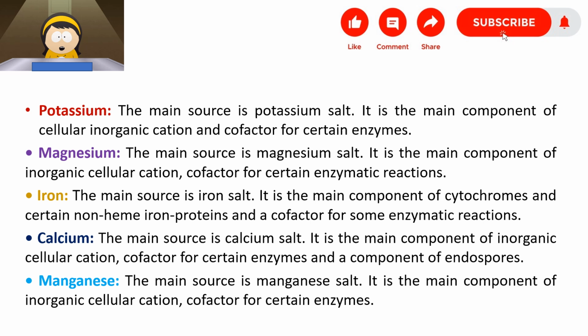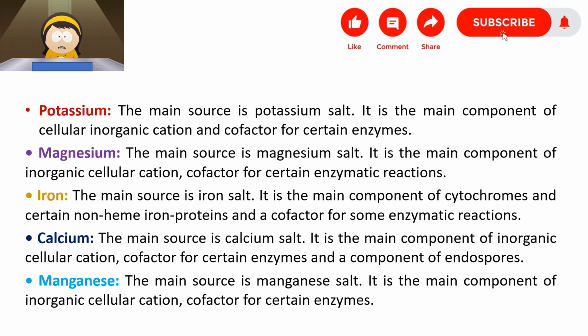Potassium, the main source is potassium salt. It is the main component of cellular inorganic cation and cofactor for certain enzymes. Magnesium, the main source is magnesium salt. It is the main component of inorganic cellular cation, cofactor for certain enzymatic reactions. Iron, the main source is iron salt. It is the main component of cytochromes and certain non-heme iron proteins and a cofactor for some enzymatic reactions.